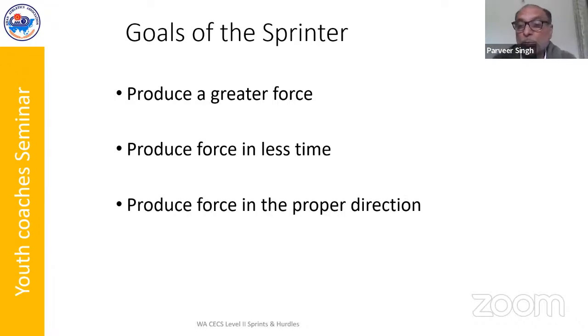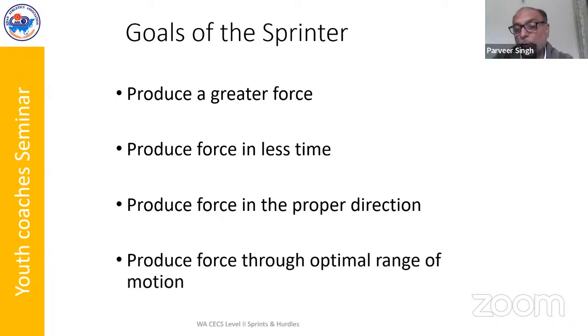Produce force in a proper direction. This is a technical biomechanical point. The force must be produced in a proper direction. We have discussed that the resultant force is the outcome of two different components, one horizontal component and one vertical component. At least both forces are acting, and the resultant of both force components causes the direction. So produce force in the proper direction, and produce force through the optimal range of motion. The range of motion should be optimal.